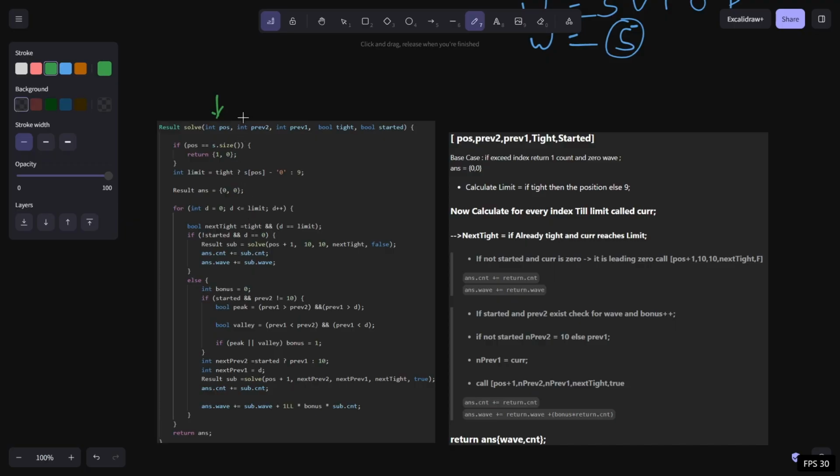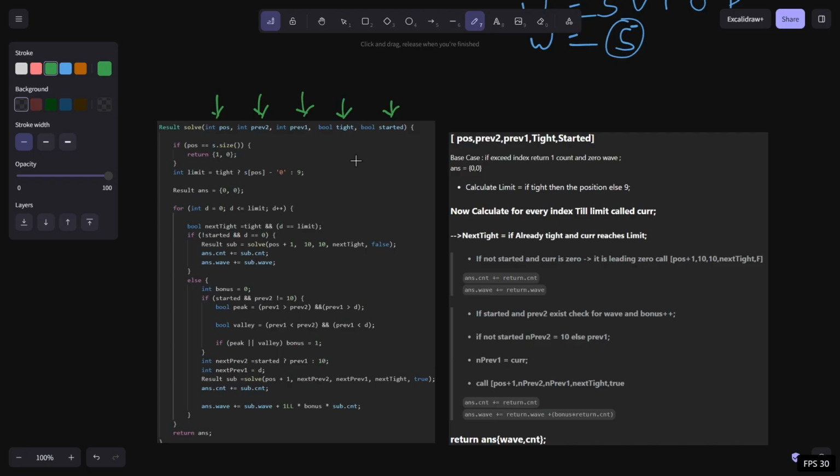And what's next? This is the second previous of the current. This is the previous one, the previous of the current. This is tight, so it's going to say the tight bound: are we in a tight constraint or not? And this is started, so it's going to tell us whether we have started yet or not, whether we are at any leading zero or not.